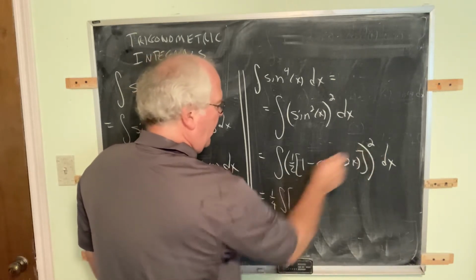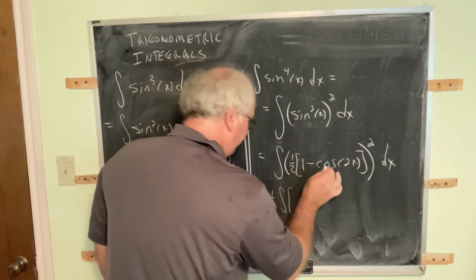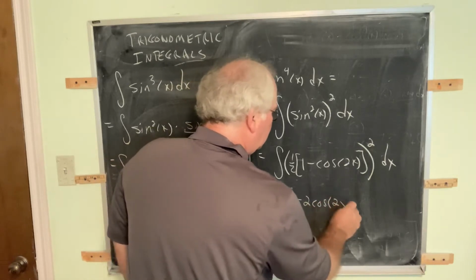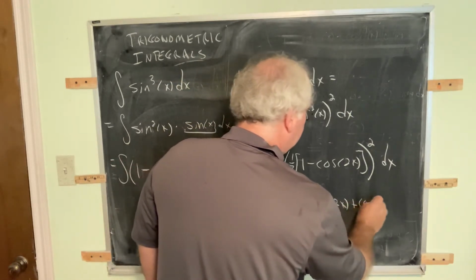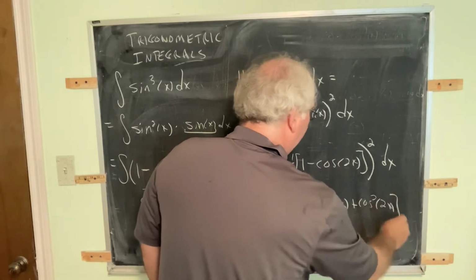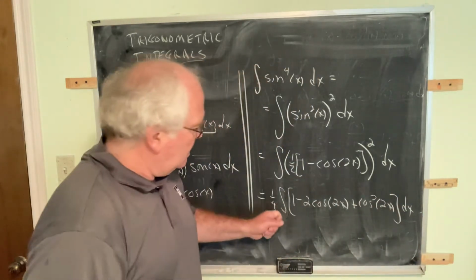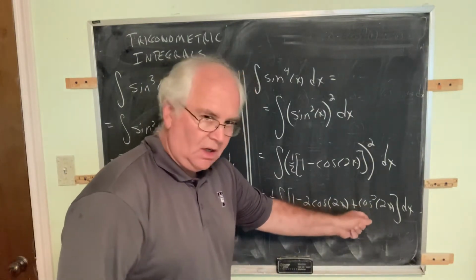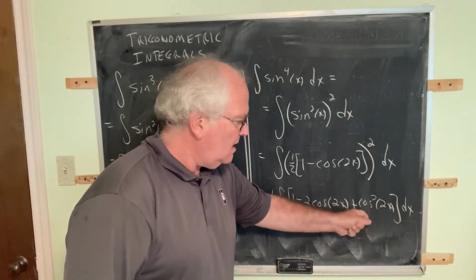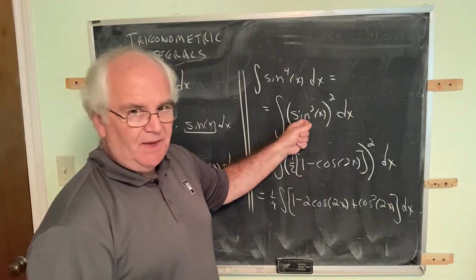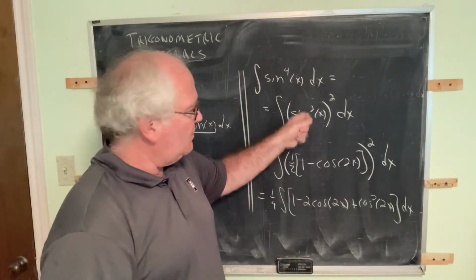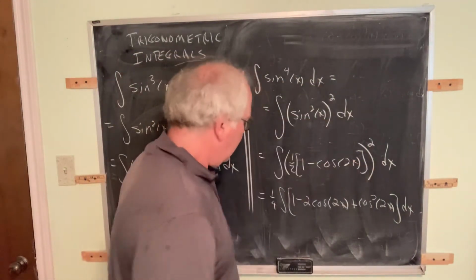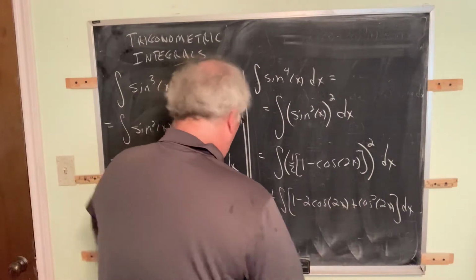And now this gets squared. Remember, you have to use the FOIL method. This is 1 minus 2 cosine 2x plus cosine squared 2x. And now the problem is, that integral you can do, but that still needs some work. Cosine squared, you do exactly the same thing again. See, we started with a 4th power, we created a cosine 2nd power, and now we need to do exactly the same process.